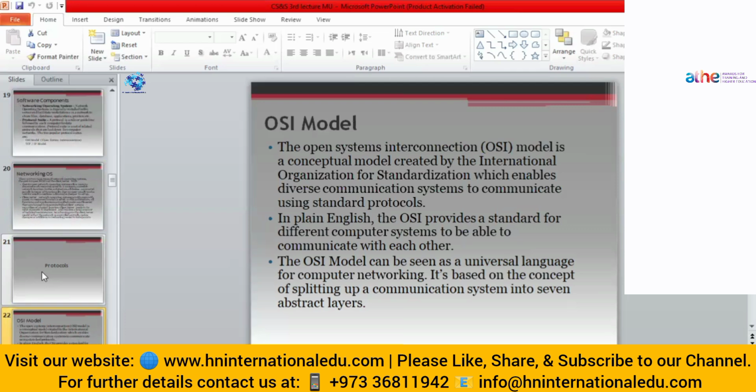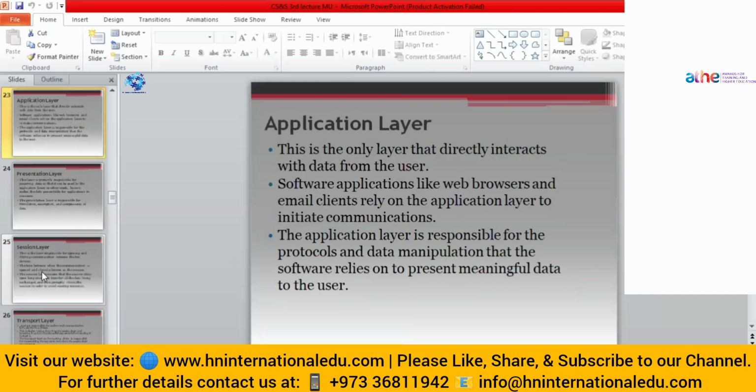So in plain English, the OSI provides a standard for different computer systems to be able to communicate with one another. So the OSI model can be seen as a universal language of computer networking. It is based on the concept of splitting up a communication system into seven abstract layers. So we can say that there are seven steps when we are sending data from one computer to another computer.